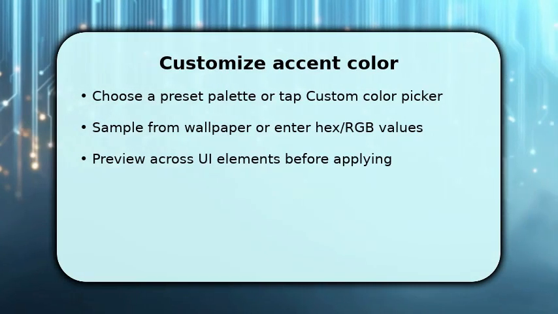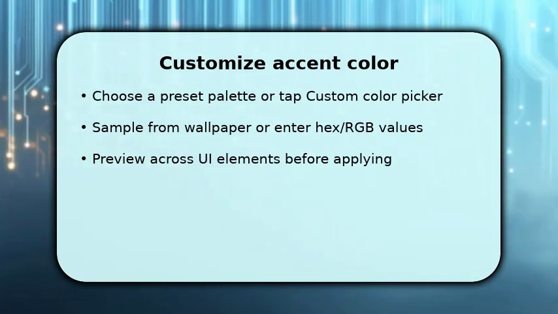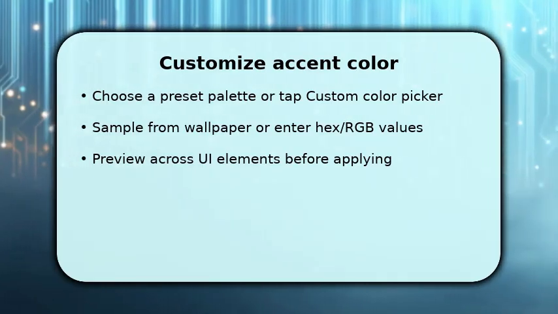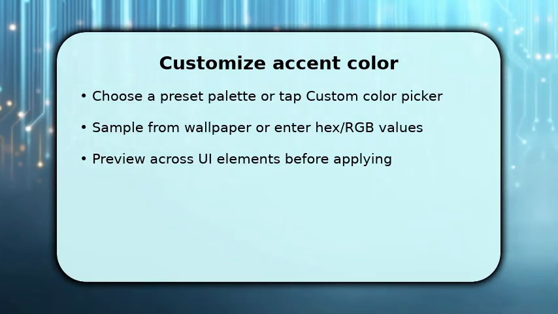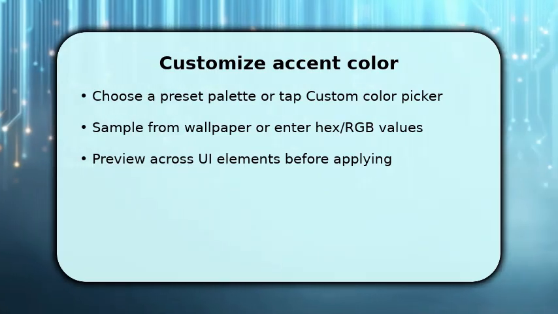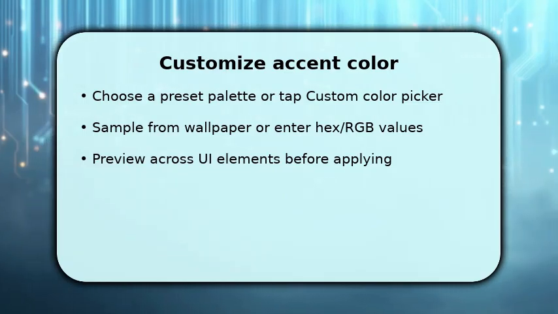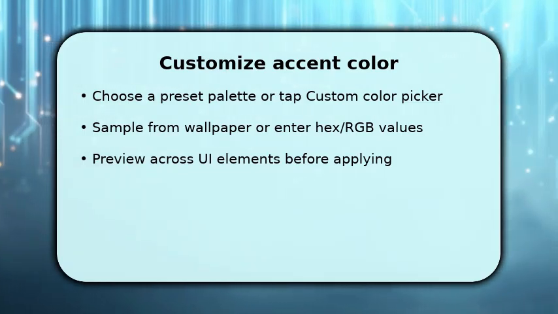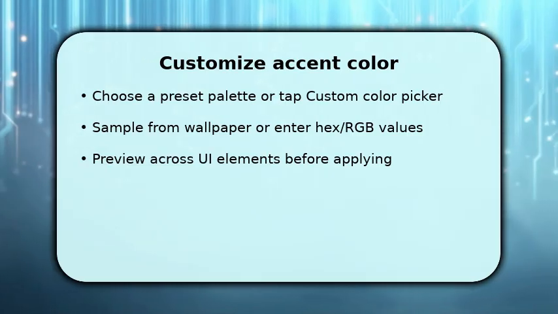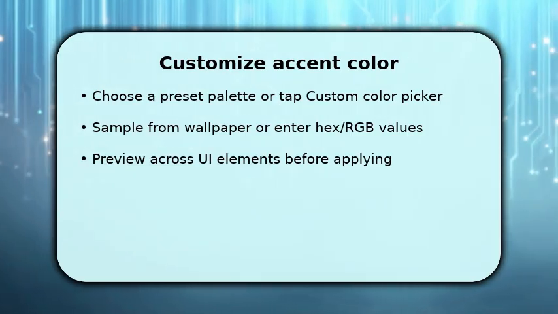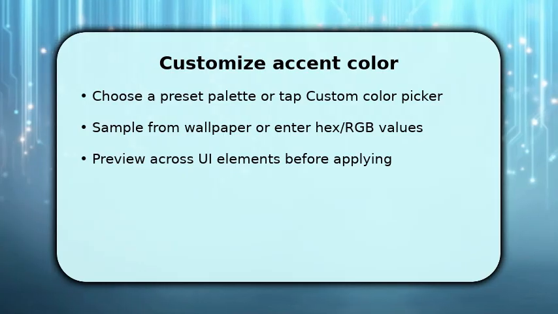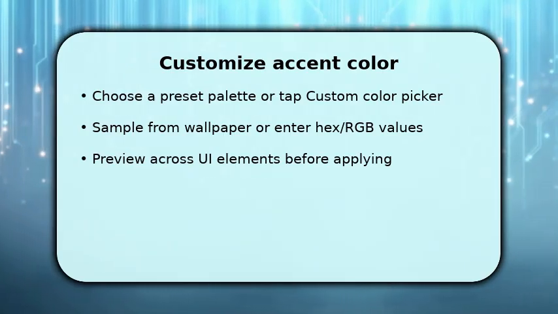You now select a preset palette or open the custom color picker to fine-tune the accent. Once there, sample colors from your wallpaper for cohesive design or type a hex or RGB value when you need an exact match. Make sure to preview how the color applies to quick settings, buttons, and notifications. This prevents contrast issues. If the phone supports dynamic theming, toggle it on to auto-generate accents from your wallpaper.